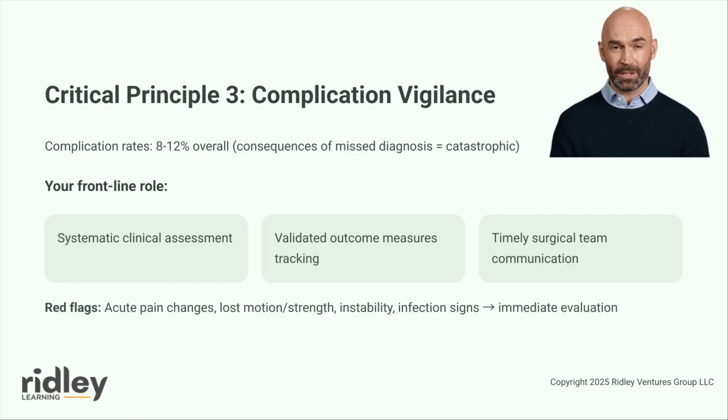Third, complication vigilance and early identification. While complication rates following contemporary shoulder arthroplasty are relatively low, at 8 to 12% overall, the consequences of missed or delayed diagnosis can be catastrophic. You serve as the front line for detecting complications including subscapularis failure, aseptic loosening, secondary rotator cuff dysfunction, infection, and instability, through systematic clinical assessment, appropriate use of validated outcome measures to identify deviations from expected recovery trajectories, and timely communication with the surgical team when concerns arise.